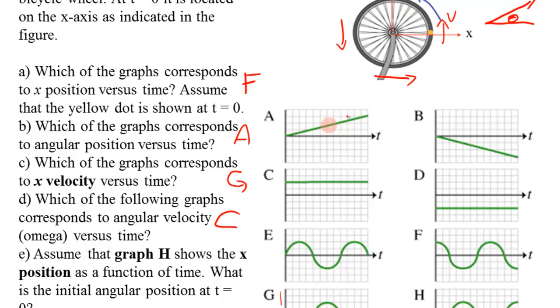Either we can differentiate graph A, which was our angular position, and we would get C, or we can just look at this and think through it and say, okay, this thing is rotating counterclockwise, and that's going to be a positive constant angular velocity.